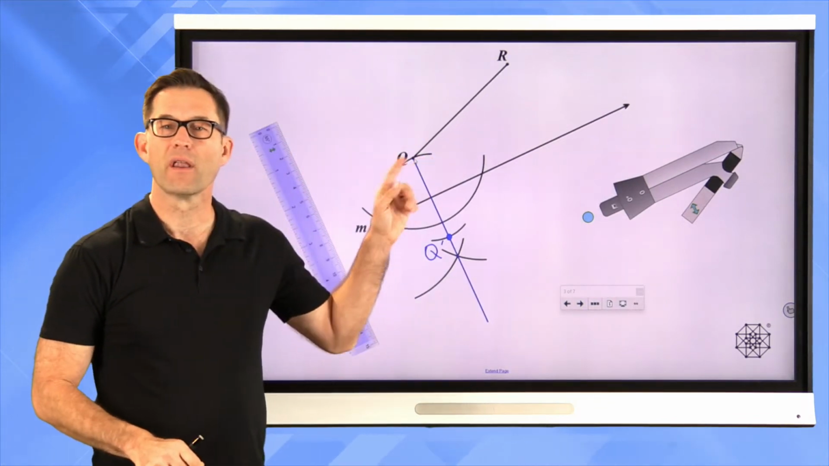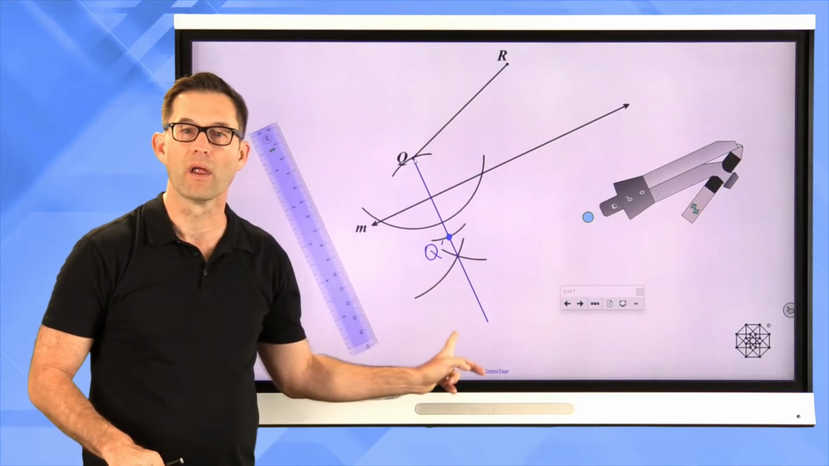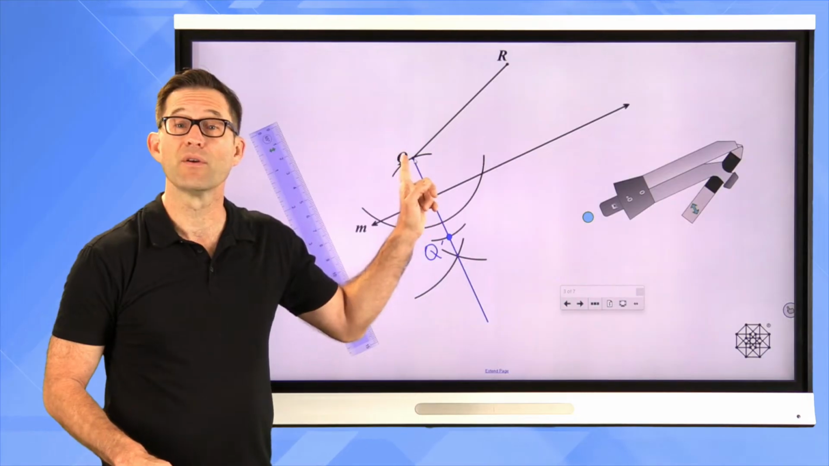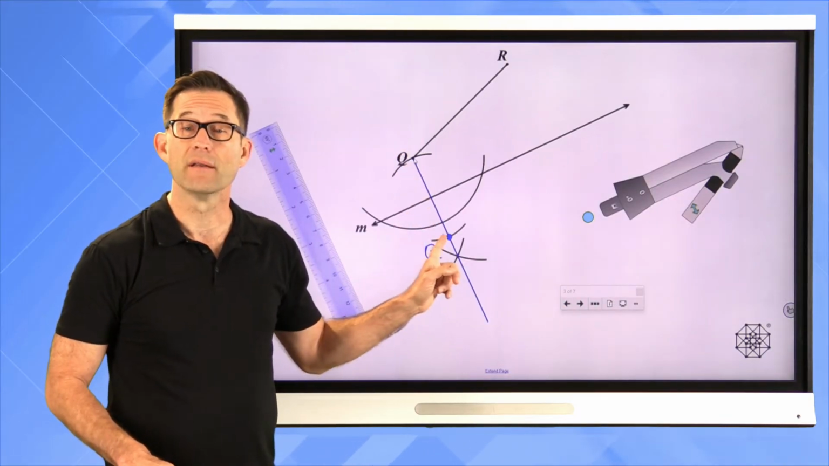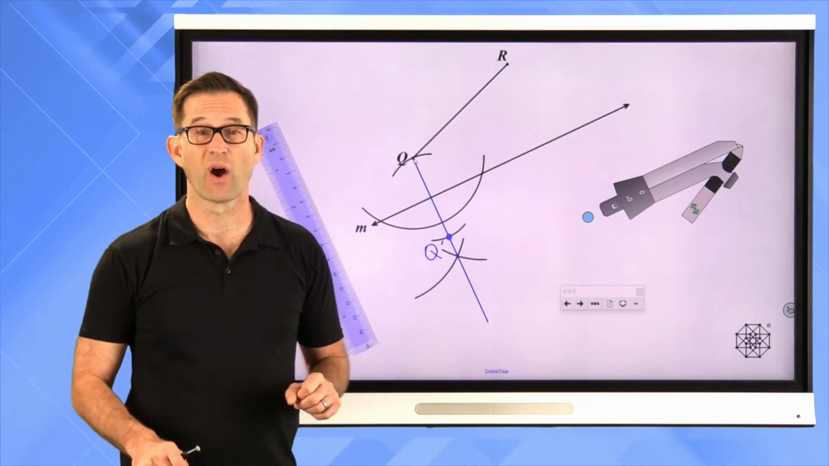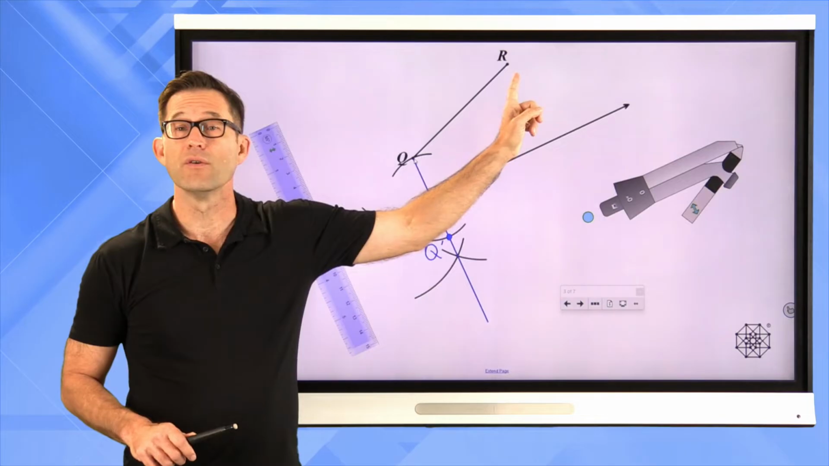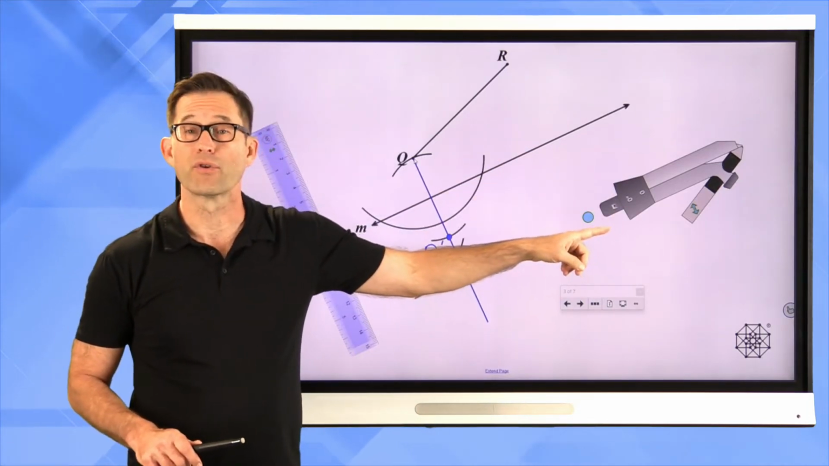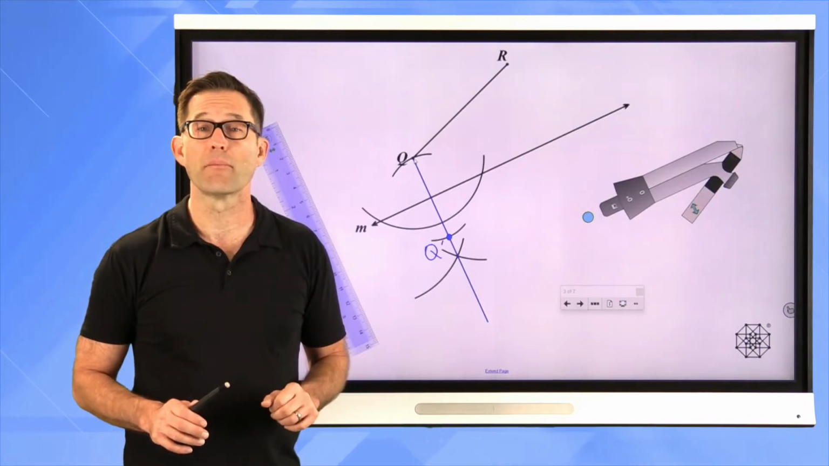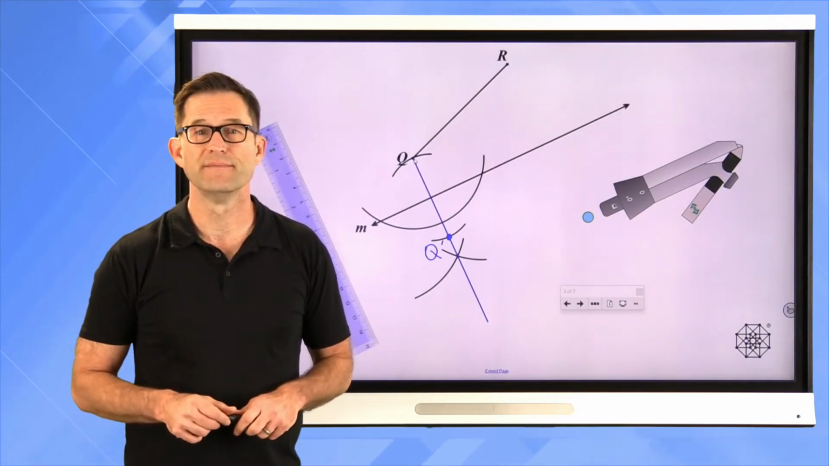Again, construct a line that passes through Q perpendicular to line M. That's our blue line here. Then use our compass to measure the distance from line M to point Q, reproduce that distance on this side of the line, and we locate our image point. All right, what I'd like you to do is pause the video now and see if you can also find the image of point R after a reflection across line M, and then connect Q prime and R prime to construct the image segment on the other side of line M.